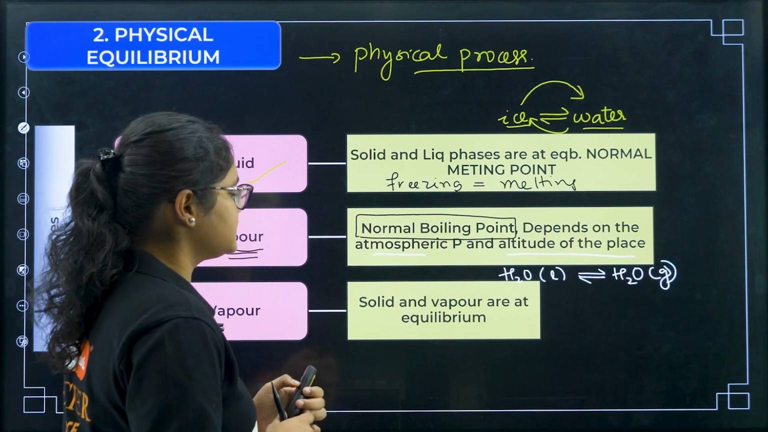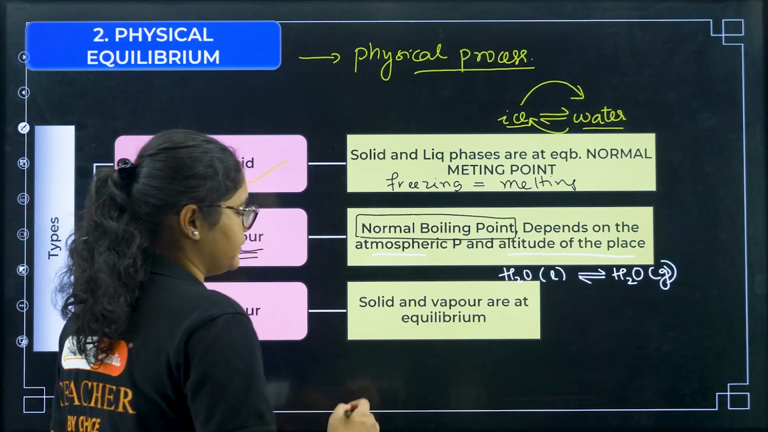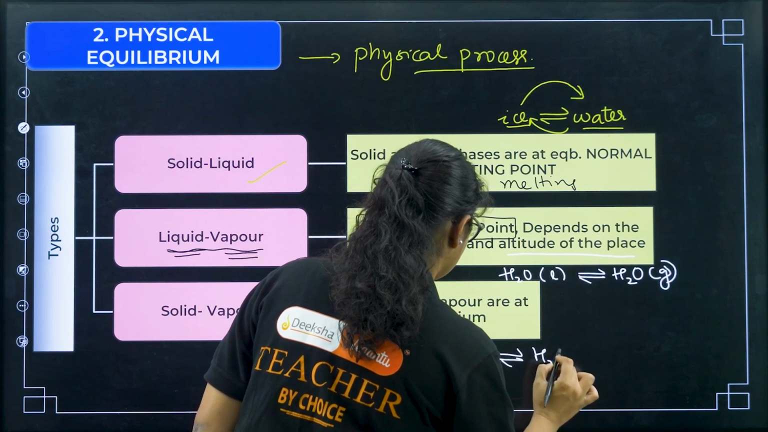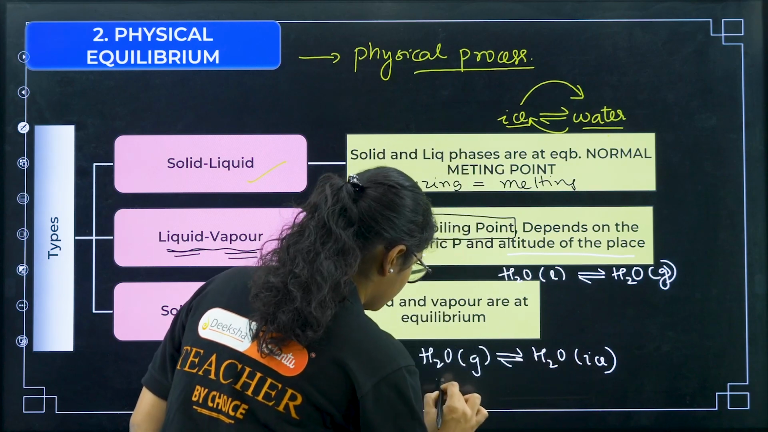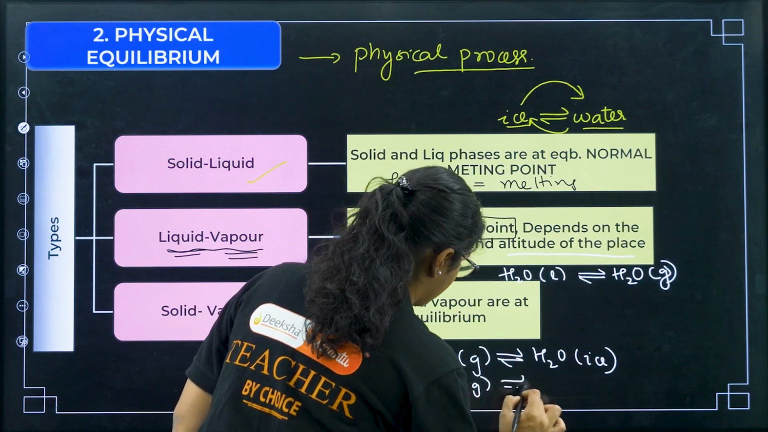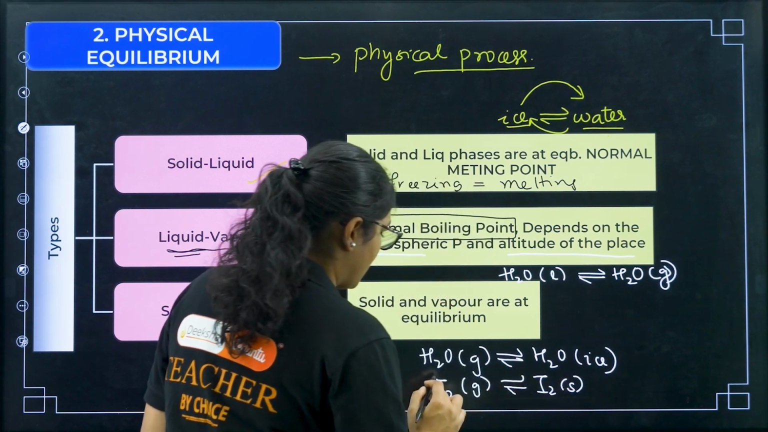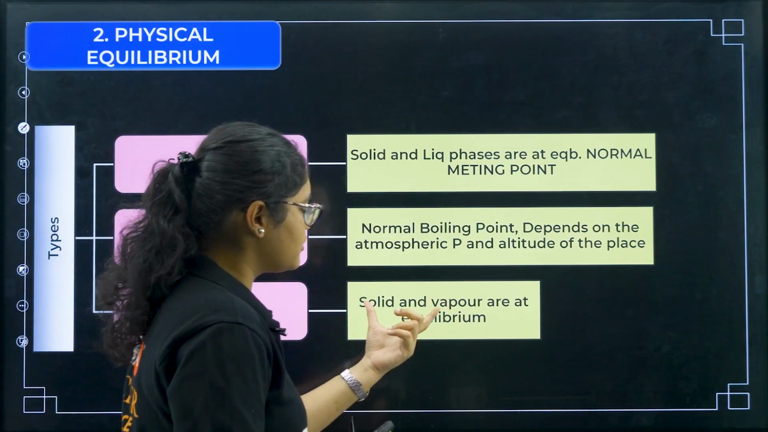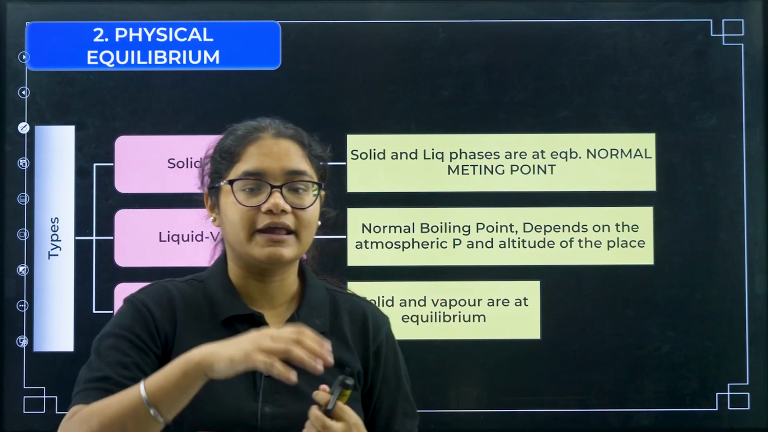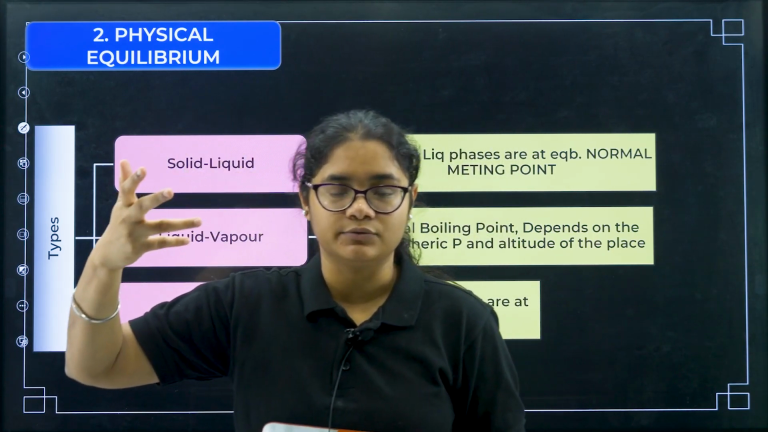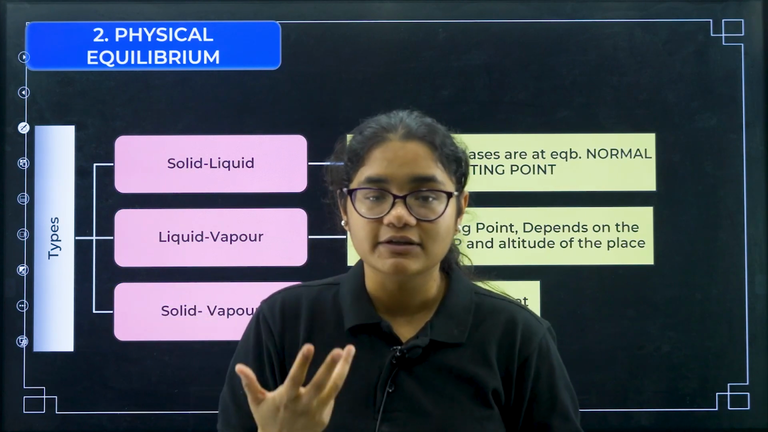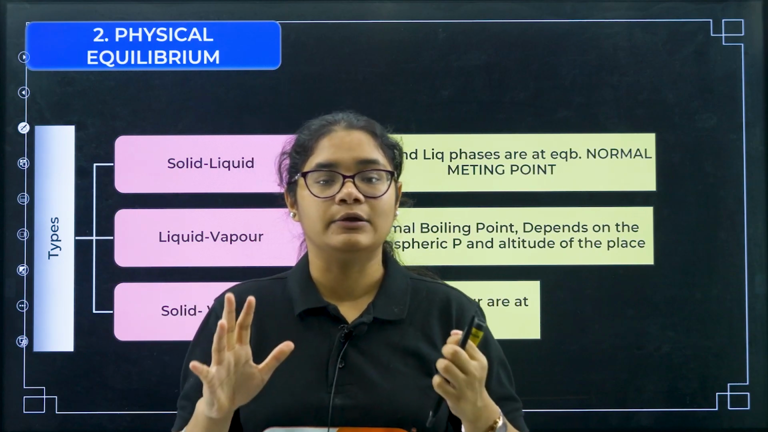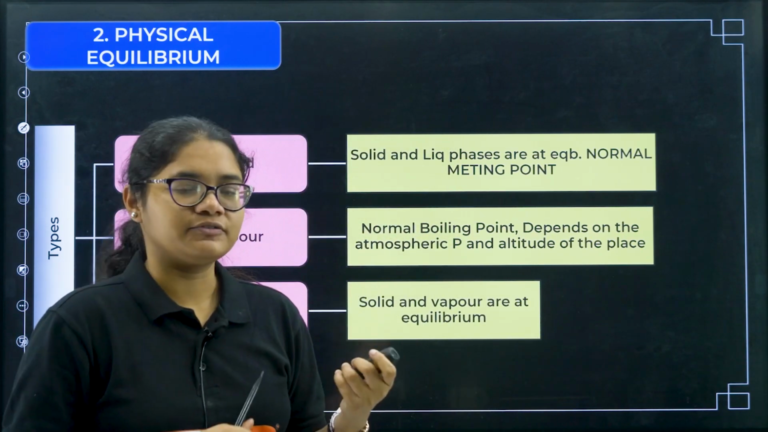It is also similar to this. Solid and vapor phases will be at equilibrium. For example, you can take water gas and water ice, or you can say iodine gas and iodine solid. Now iodine is a substance that can sublime, right? So because it can undergo sublimation, when iodine gets converted to vapor, it creates vapors. You can see dense colored vapors, but after some time the intensity of the vapor remains constant. That is because it has attained equilibrium. So these are the examples of physical equilibrium.